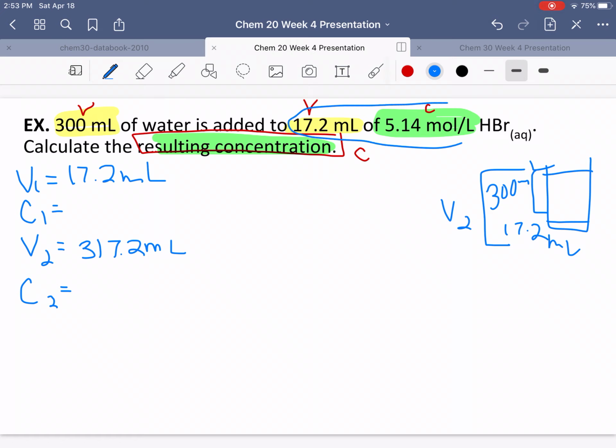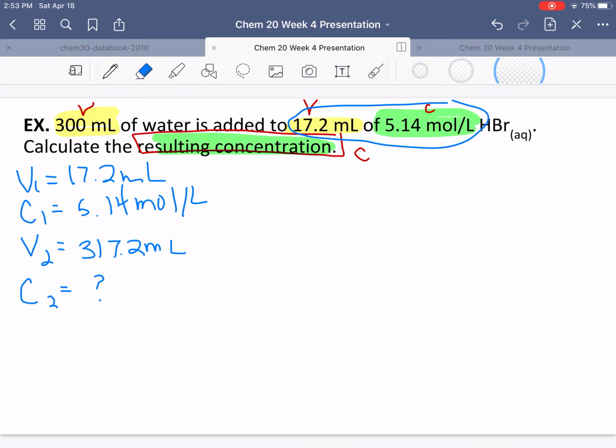Okay. Now, my initial concentration is what I start with. It is my original volume of 17.2 mils with my original concentration of 5.14 moles per liter. The whole point of the question is to find the resulting concentration, in other words, C2.